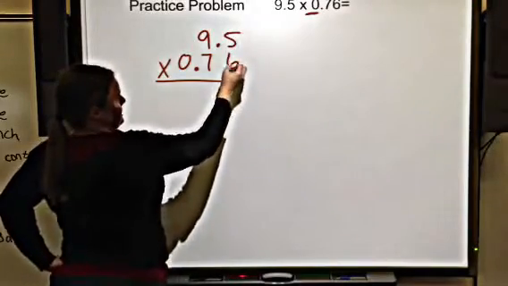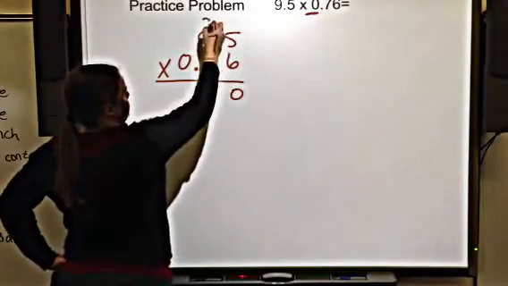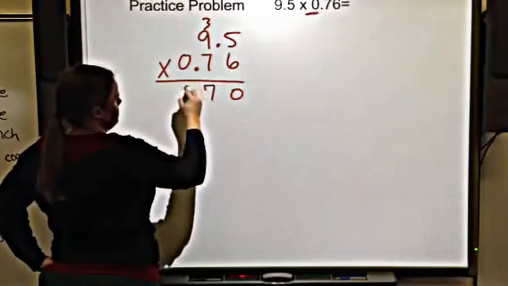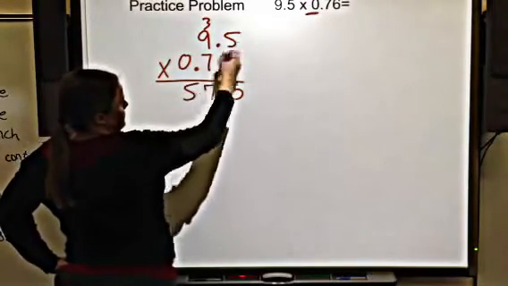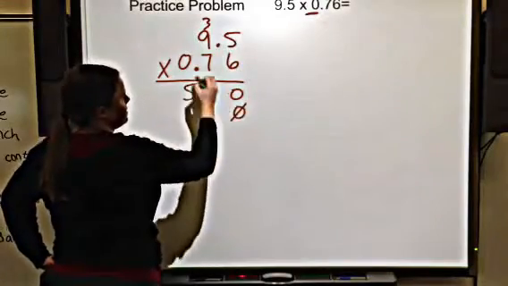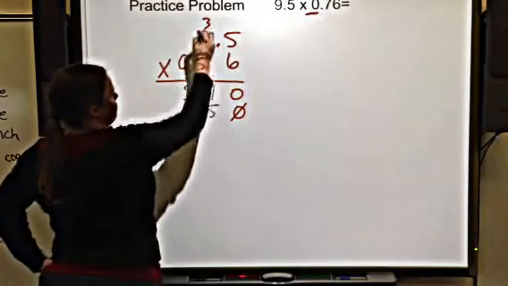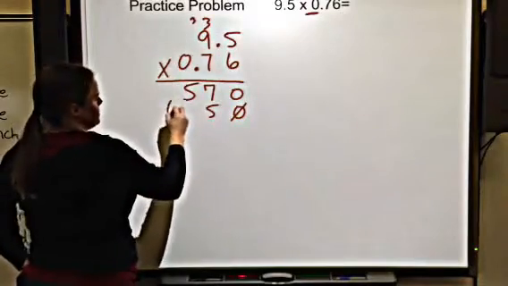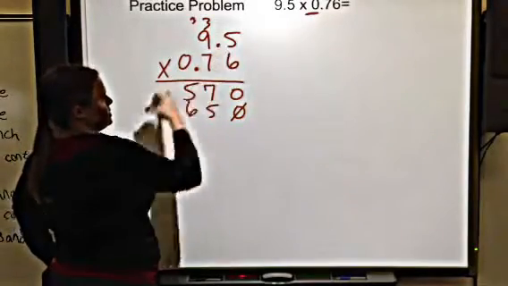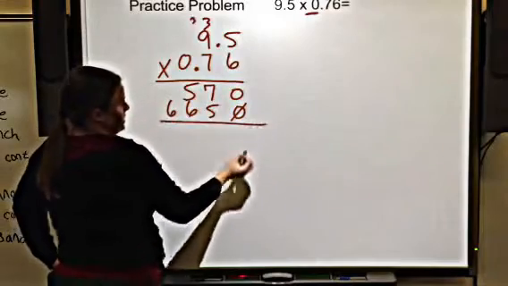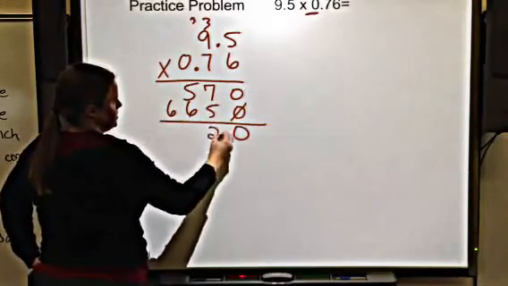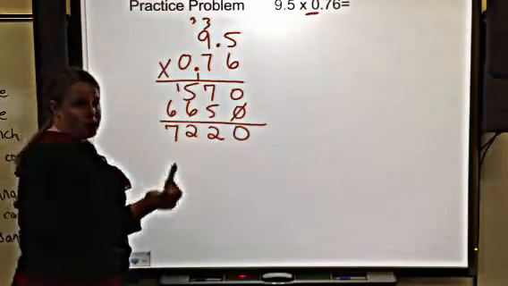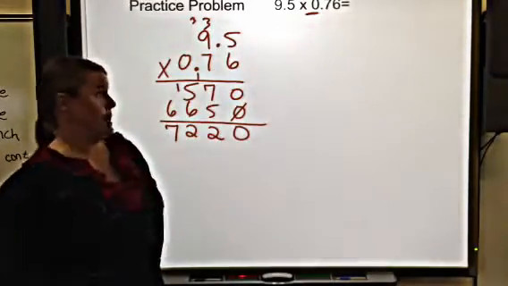And let's multiply. 6 times 5 is 30. 6 times 9 is 54, and 3 more. 7 times 5 is 35. 7 times 9 is 63, and 3 more, 66. And again, zeros aren't going to change anything. So right now, I've got an answer of 7,220.